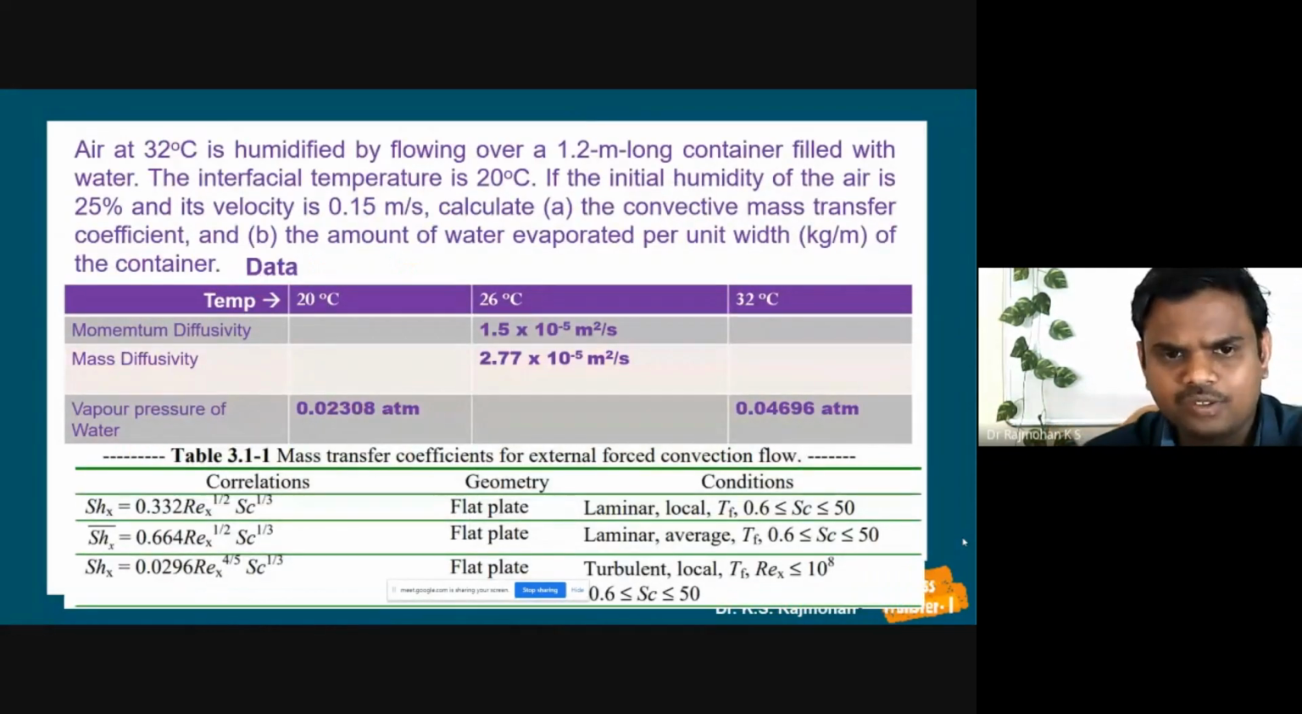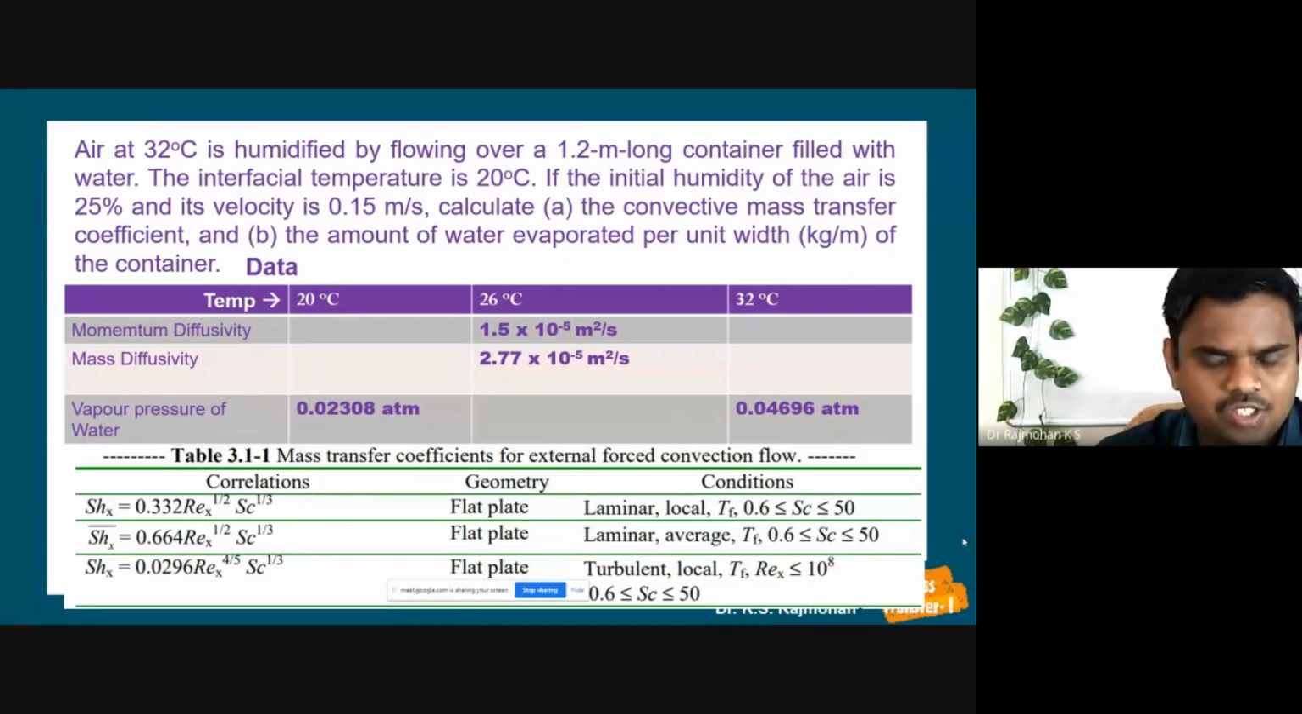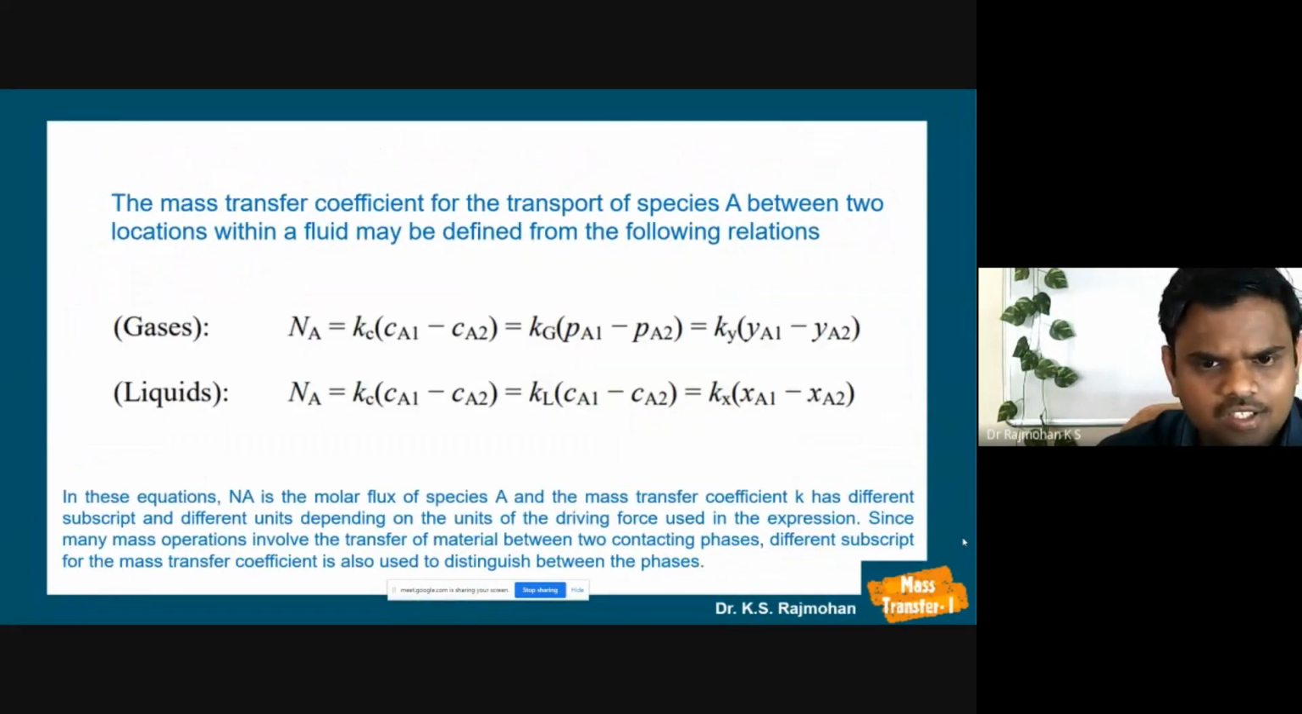As I have explained, first let us make a sketch for this. And before solving this problem, please recall the flux equation. Flux is Na equal to Kc into Ca1 minus Ca2, or Kg into Pa1 minus Pa2, or Ky into Ya1 minus Ya2 for gases. Now we are talking about water vapor gas in this numerical.